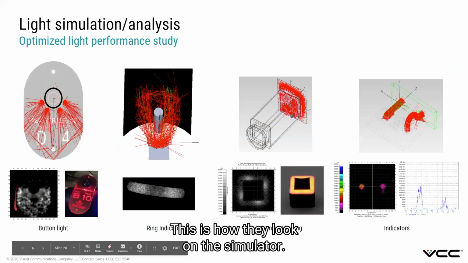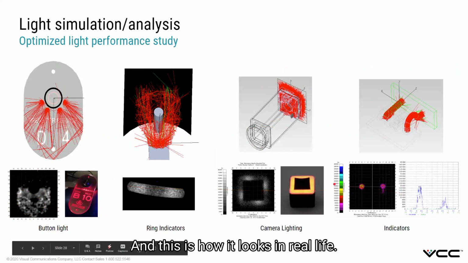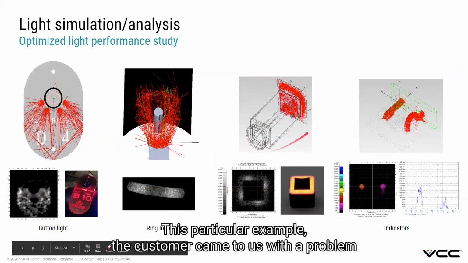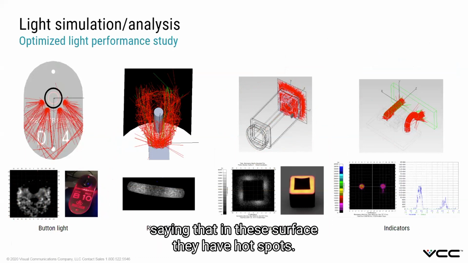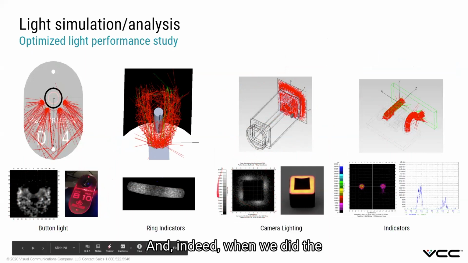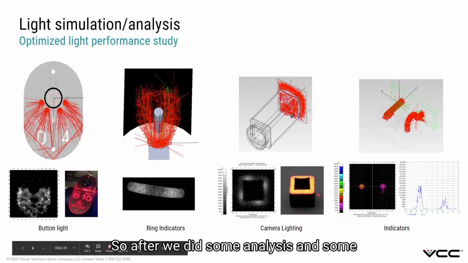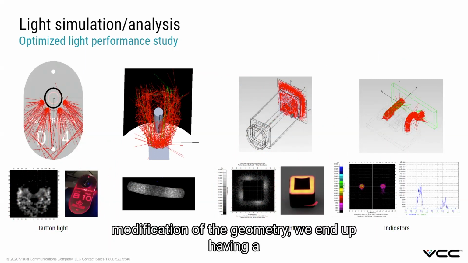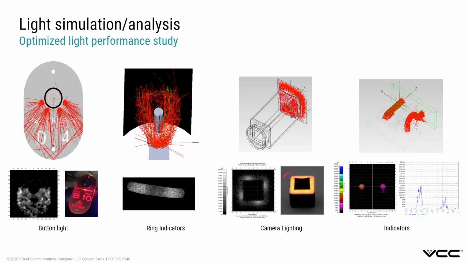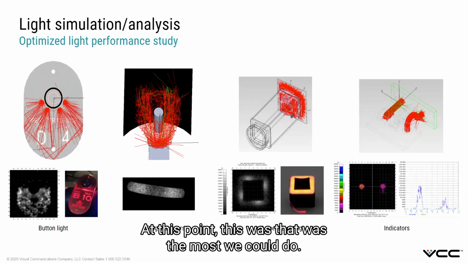This is how they look on the simulator, and this is how it looks in real life. In this particular example, the customer came to us with a problem saying that in this surface they have hot spots. And indeed, when we did the analysis as is, we saw this light pipe had hotspots here. So after we did some analysis and some modification of the geometry, we ended up having a better light output smoothness. But you can still see a little bit of hot spots. But at this point, that was the most we could do.